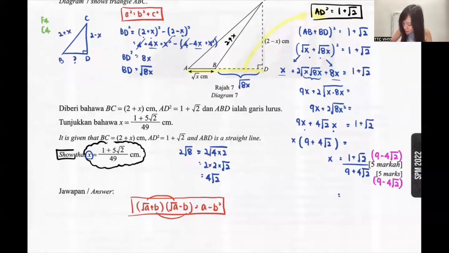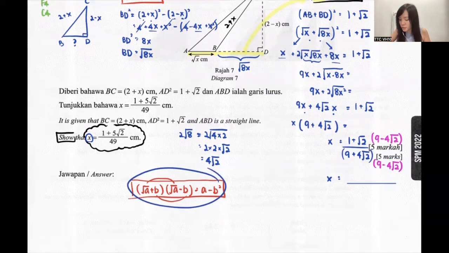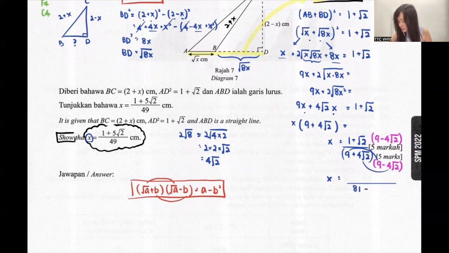Okay, let's look at the bottom, everyone. Because one is plus, one is minus, isn't it exactly that we can use this formula? You just take the first one times the first one, 9 times 9, 81. Then the second one times the second one, negative, 4 squared is 16, root 2 times root 2 is 2. Okay, the bottom is done.